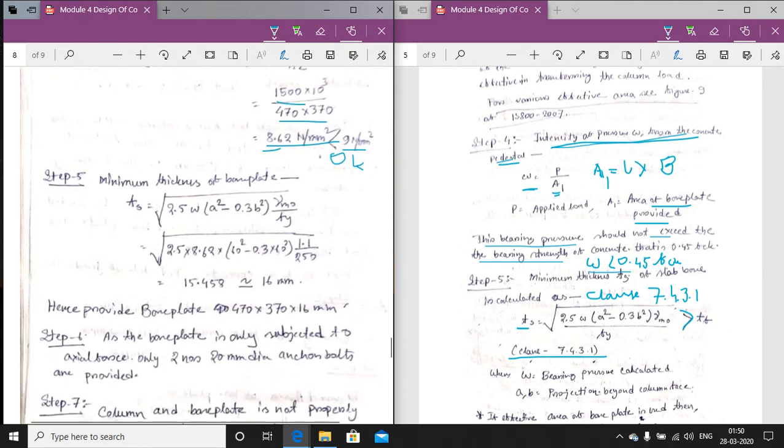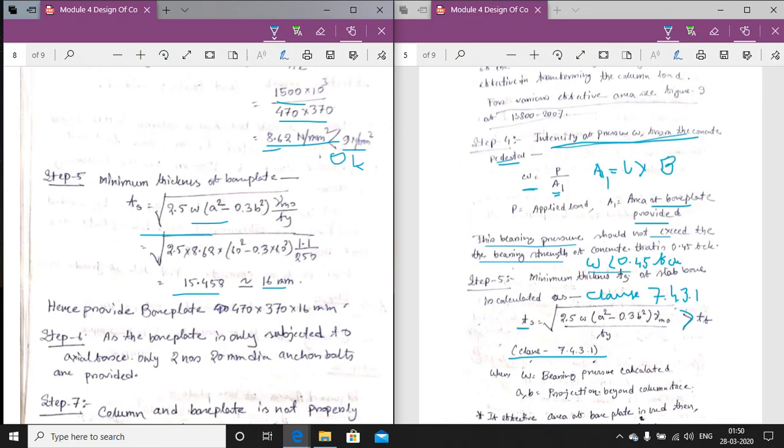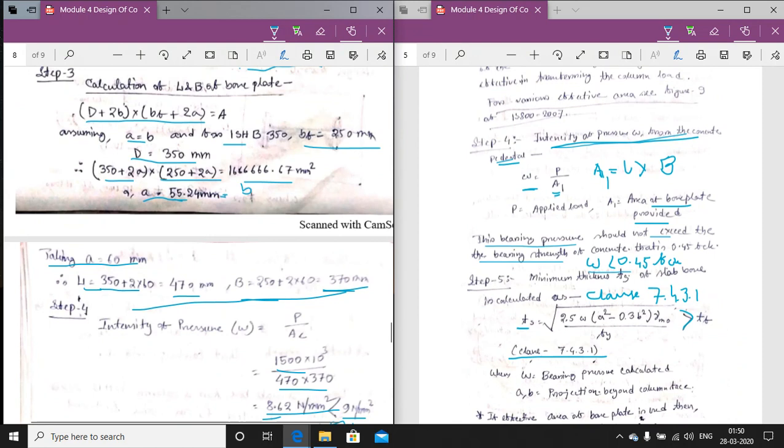Now coming to step number 5, the minimum thickness of the slab base will be calculated by this formula. Putting all the values here, A and B, we have got 15.458. It is less than 16 mm. Now it should always be greater than TF, that is the thickness of the flange. So the thickness of the flange for ISHB. Now if we open ISHB 350.